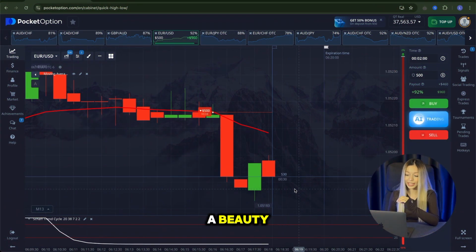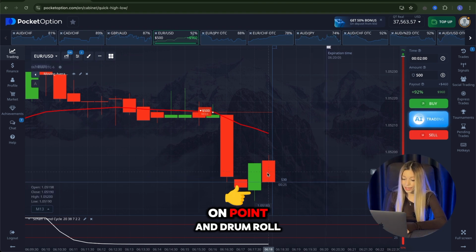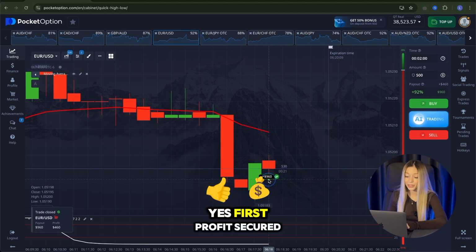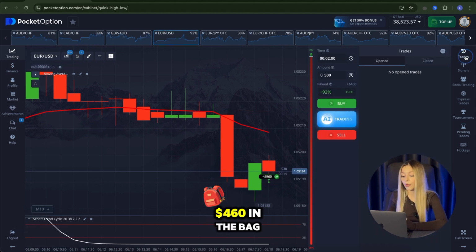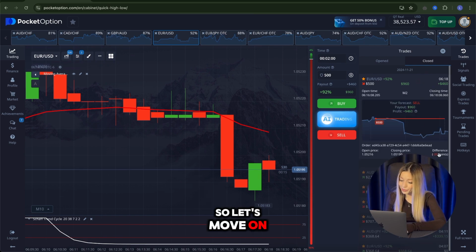Guys, what a beauty! This signal is 100% on point. And drum roll. Yes, first profit secured, $460 in the bag. So let's move on.